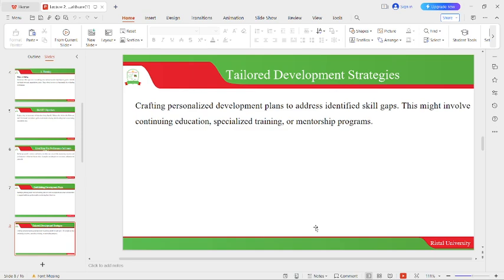So we're still continuing with the planning stage. The next one now is tailoring development strategies. So you need to personalize the development plans. It's not that every employee has the same weaknesses. The doctor might have weaknesses in one area and then the nurse will have it in another area.